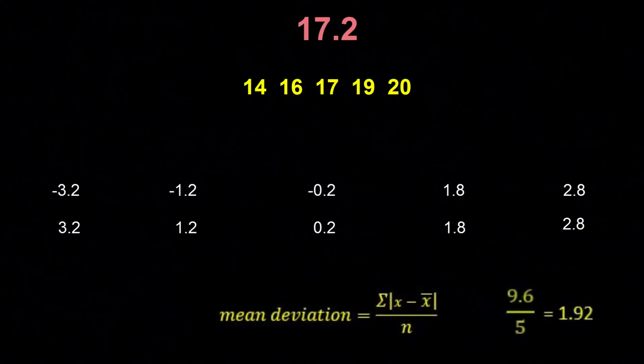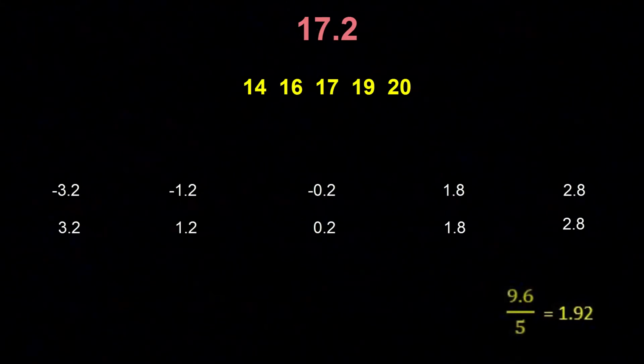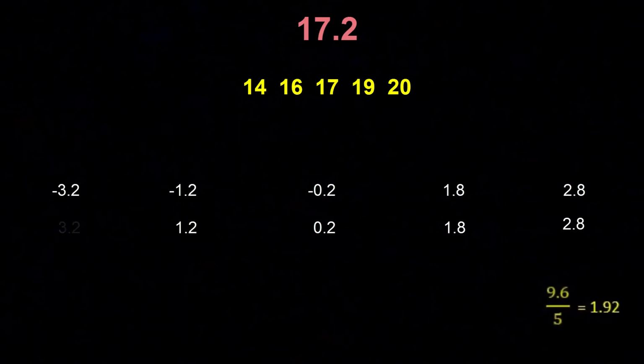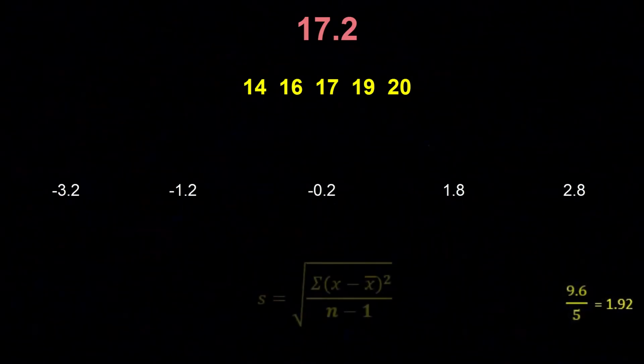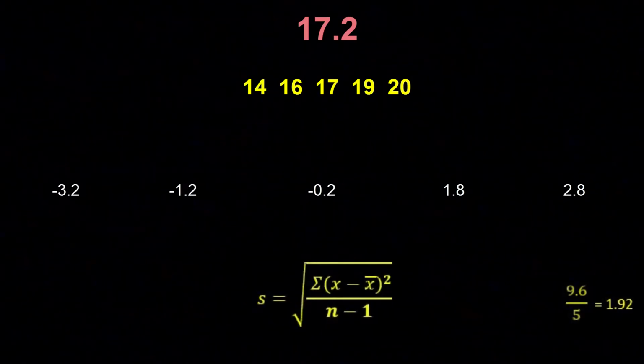But this statistic is not as powerful as the actual standard deviation. Standard deviation is hugely important, so pay attention. Instead of using absolute value to get rid of negatives, we will square all of the deviations, add them up, and divide by n minus 1. n minus 1 is 1 less than the size of the sample.